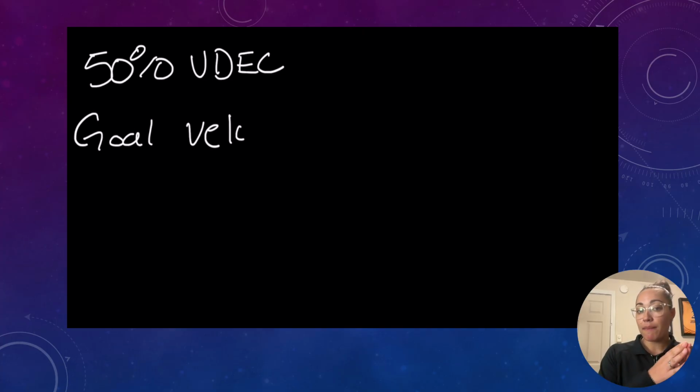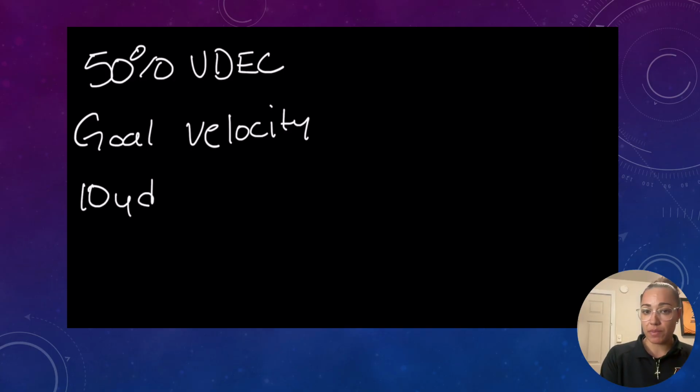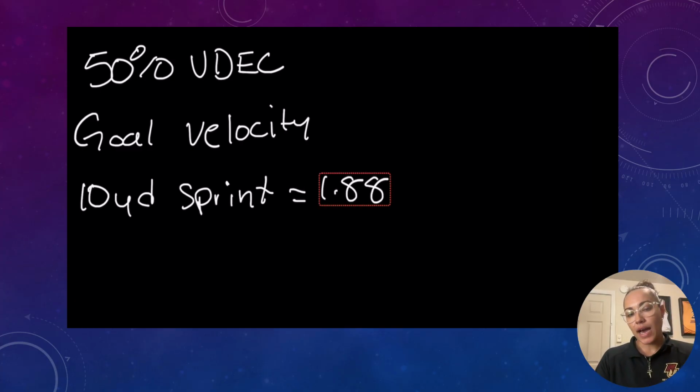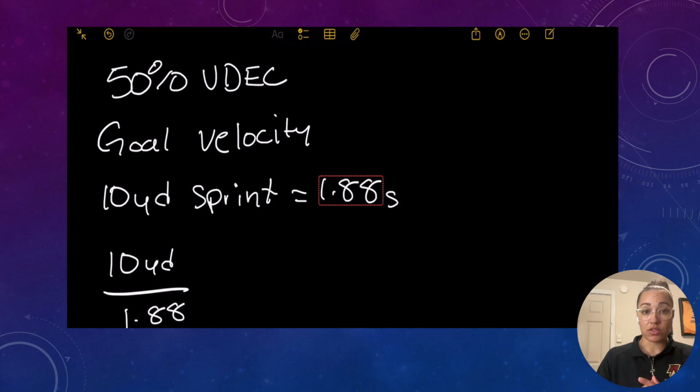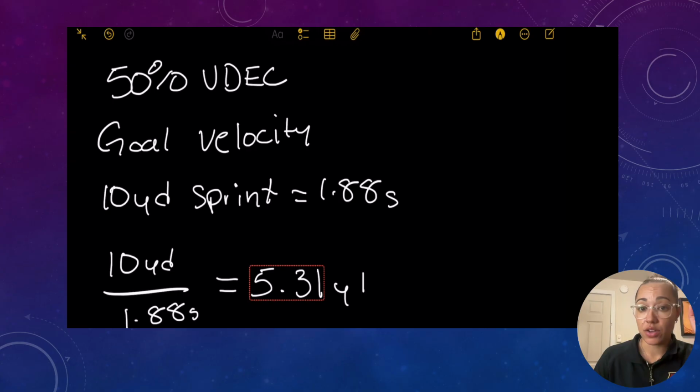I know that I am at my 50% max velocity, so I need to take the yards per second and multiply it by 50%. Again, we can't take the whole number, so we have to multiply 5.31 by 0.5, and that's where we're going to get 2.65 yards per second. We don't just end there. We have to figure out our goal time now. So this is our goal velocity at 50% VDEC. So now I have to go in and figure out my goal time at my 10-yard sprint.